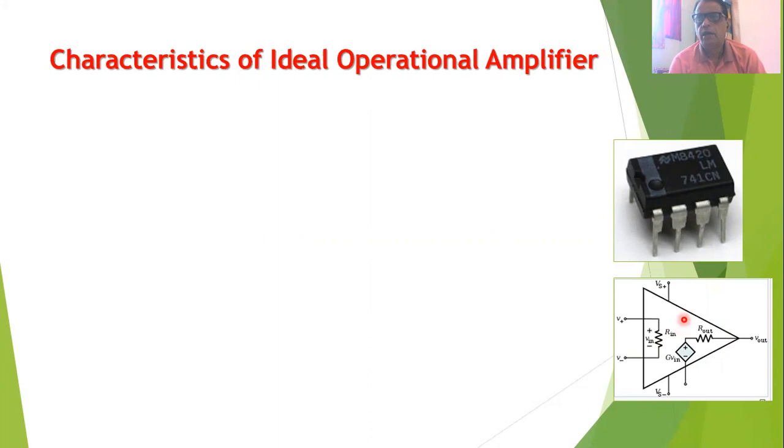You will find that this amplifier can be considered as a voltage source, and at the output we have a series output resistance. This amplifier will require a three-terminal power supply, positive, ground, and negative, because the output of the operational amplifier can be positive or negative.